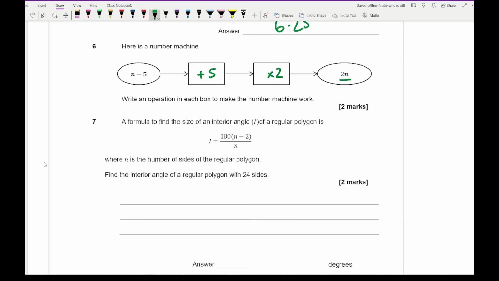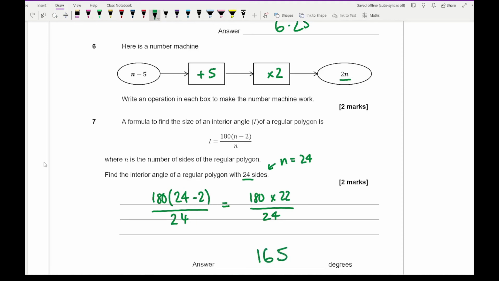Then with question 7, it says a formula to find the size of an interior angle L of a regular polygon is that formula, where n is the number of sides of a regular polygon. So the question is asking us to find the interior angle of a regular polygon with 24 sides. So this is when n equals 24. So what I'm going to have is 180 bracket 24 minus 2 all divided by 24, which is 180 times 22 divided by 24. Now I could put any of those in my calculator to give me the correct answer. So if I type that into my calculator, I get a correct answer of 165 degrees.